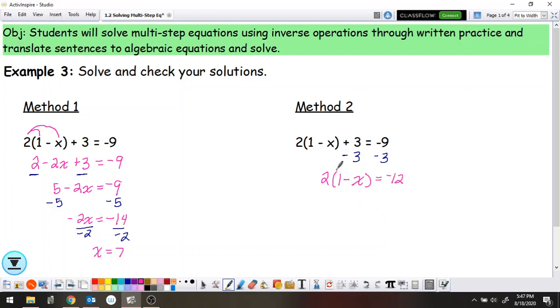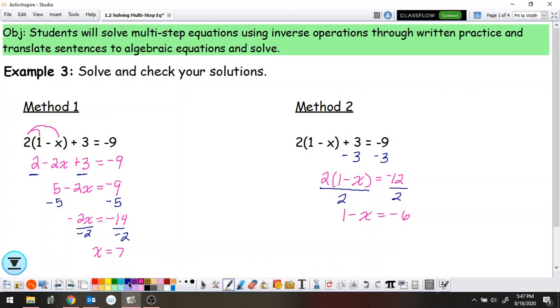Then I want to undo the multiplication that's happening here. And the reason I can say that I want to do that is because in order to do that I would divide by 2, and negative 12 is easily divided by 2 and gives me an integer. It doesn't give me a decimal, doesn't give me a fraction. So I'm going to go ahead, divide both sides by 2, and that leaves me with the expression 1 minus x equals negative 6.